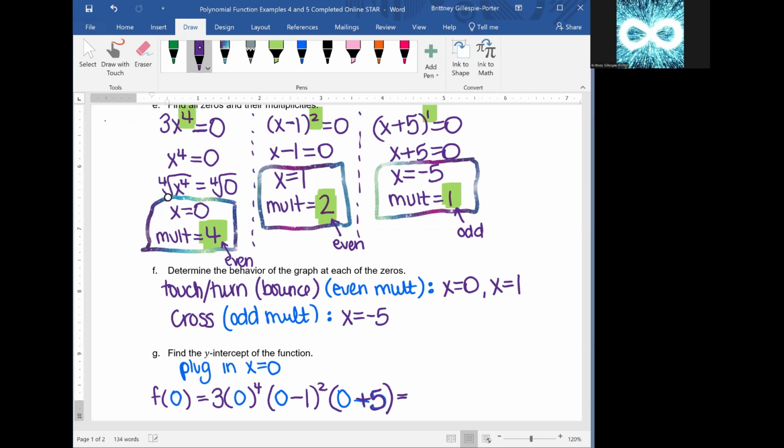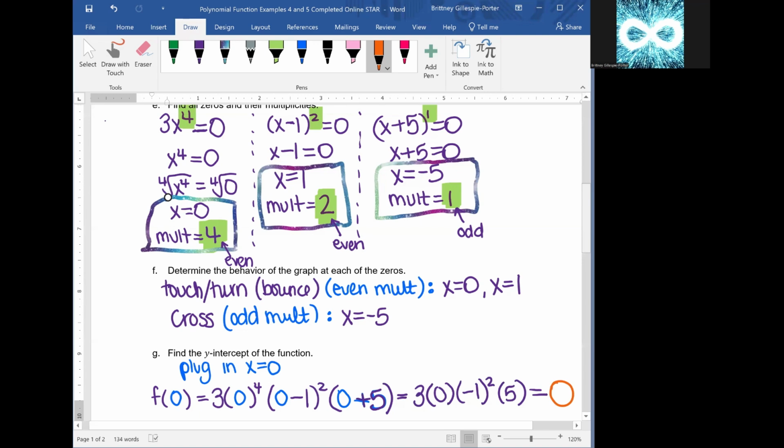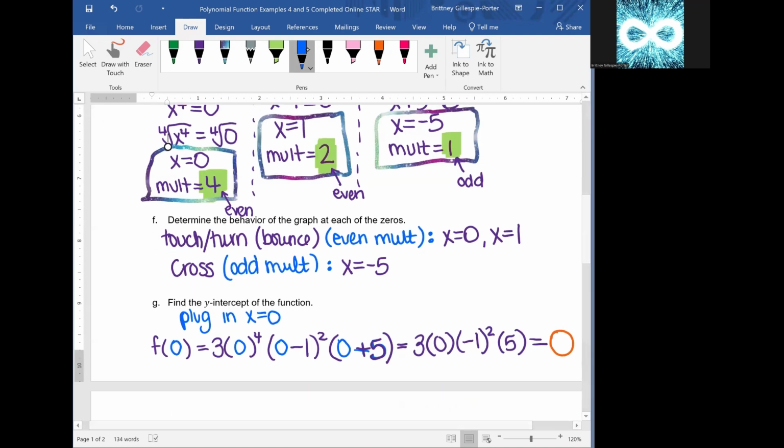Now, if you want to do an intermediate step, you would have 3 times 0, because 0 to the fourth is 0, times 0 minus 1 gets us negative 1 squared, and 0 plus 5 gets us 5. Now, you could go through and do that intermediate step or put this all into your calculator at once, but either way, you should wind up with 0 for your y-intercept. And if we need to write the ordered pair, we just found our y-intercept is 0, which we plugged in for the x, comma, 0, which we found for the y.